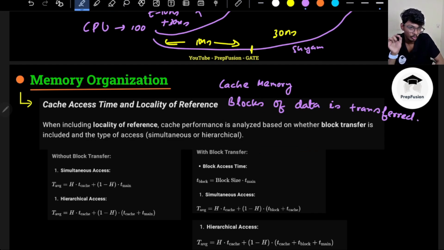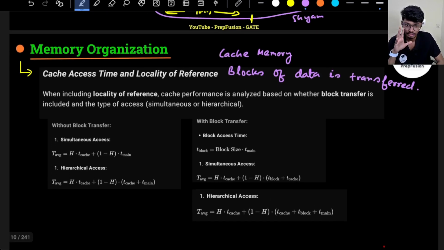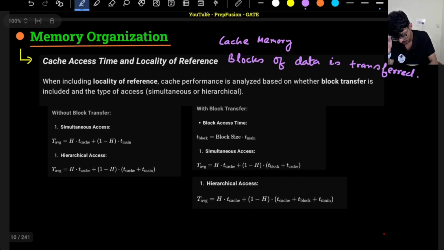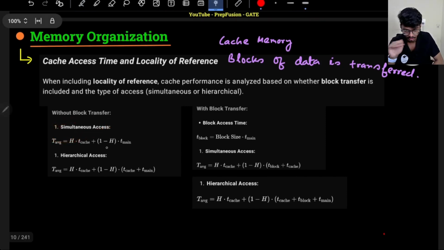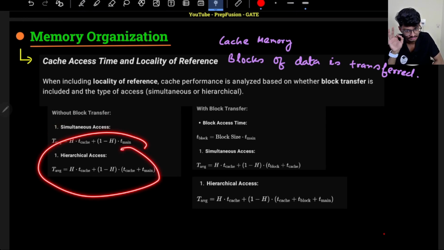So in cache memory, blocks of data will be transferred. It's not like I will just access one address location, right? So that is the advantage here. I hope you have understood this basic point. If it is without block transfer, then you don't have to worry about anything. Whatever I have told you, the same formula remains.